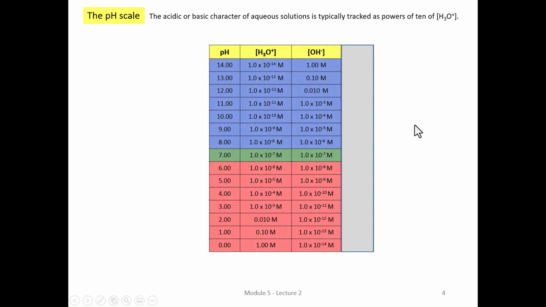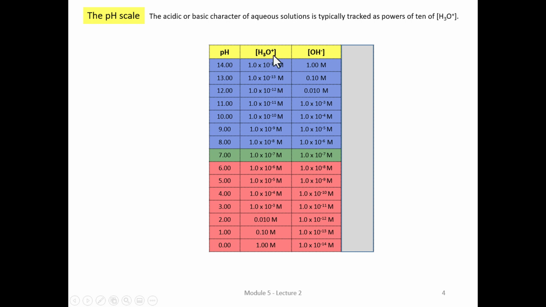Again, since we're using base 10 logarithms, we can say the acidic or basic character of aqueous solutions is typically tracked as powers of 10 of the hydronium ion concentration, or in other words, base 10 logarithms. So here's a chart that I just suddenly threw at you, and let's see what's going on here. Let's look at the middle column that's highlighted here, the hydronium ion concentration.